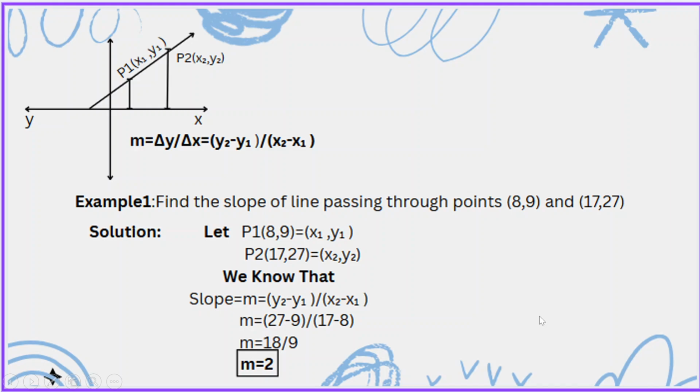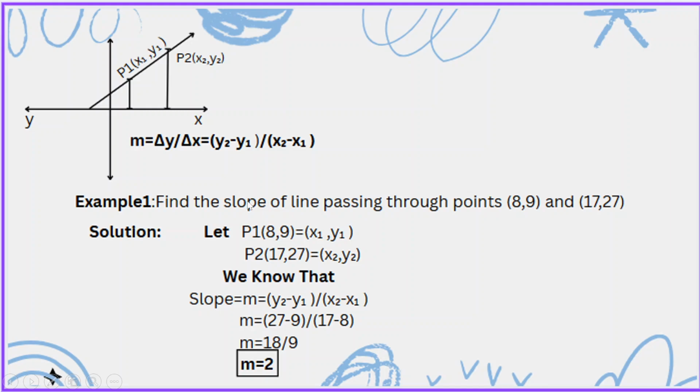Now the second case is if we are given 2 points and we are asked to find the slope of that line. Note that these points should lie on that line. In this case we can calculate the slope using m equals delta y over delta x. Delta means final minus initial. The final coordinate of y is y2 and its initial coordinate is y1, so y2 minus y1 over delta x, which means final minus initial. The final coordinate of x is x2 and its initial is x1, so we divide by x2 minus x1. Hence the final formula becomes y2 minus y1 over x2 minus x1.